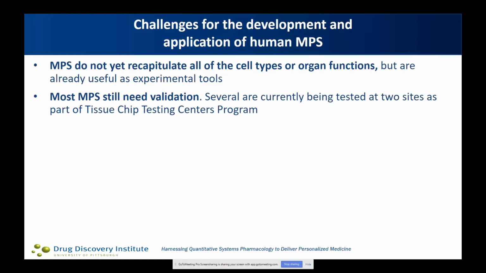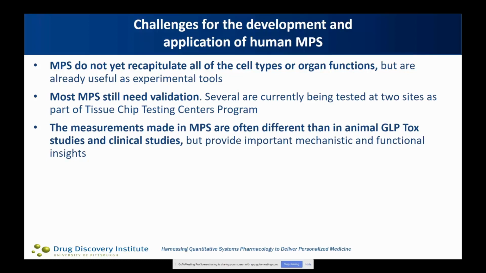They all have strong proof of principle data from their initial developers, but they haven't really been tested in terms of their reproducibility and transferability. And in fact, one of the NIH or NCATS programs is funding tissue chip testing centers, which are doing precisely that. They're taking these models in-house in a separate laboratory and implementing the models and then testing their reproducibility in their hands.